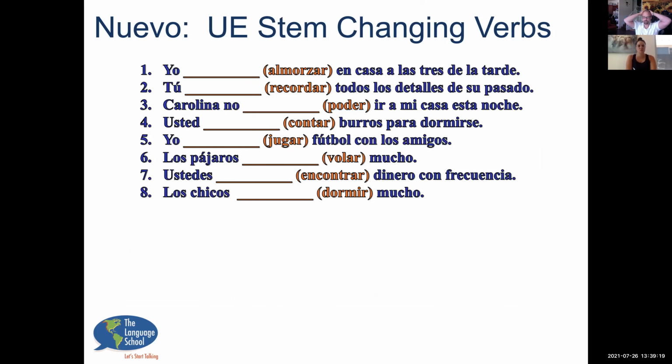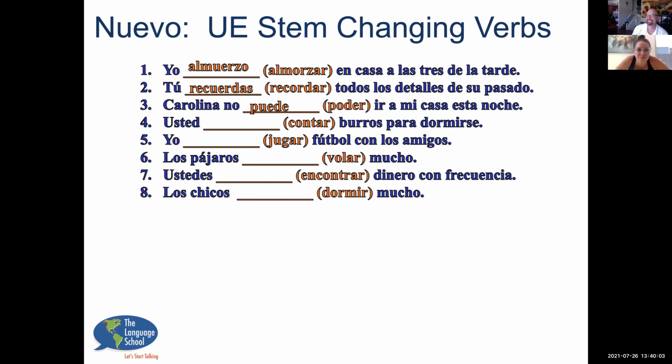Practicamos. Sí, yo almuerzo en casa a las 3 de la tarde. ¿Tú recuerdas todos los detalles de tu pasado? Carolina no puede ir a mi casa esta noche. ¿Usted cuenta burros para dormirse? Not with usted. That would be nosotros. Cuentan burros. That would be ustedes, plural. Oh, cuente burros para dormirse. And it's an AR verb.